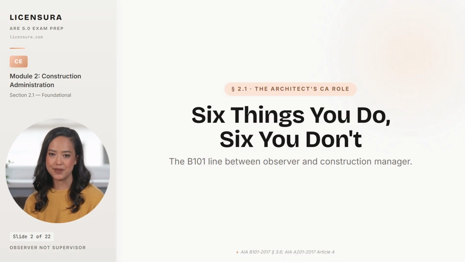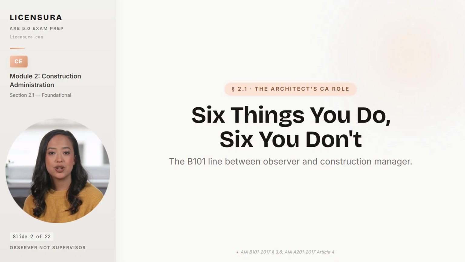Under AIA B101 Section 3.6, you shift in the CA phase from creator to evaluator. You are no longer the person making decisions about the building. You are the person observing whether the decisions you already made are being implemented. The exam tests this boundary harder than almost any other CA concept, because crossing it is where construction accident lawsuits land on architects who never directed a single nail.